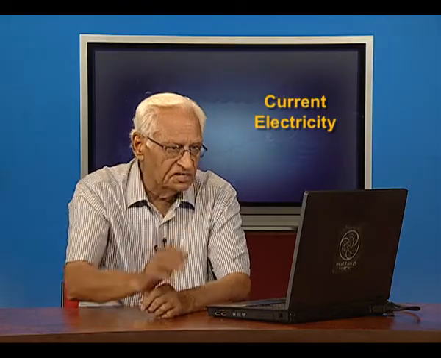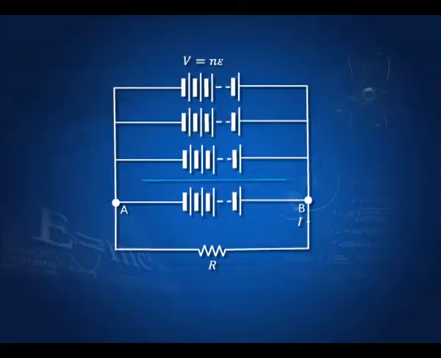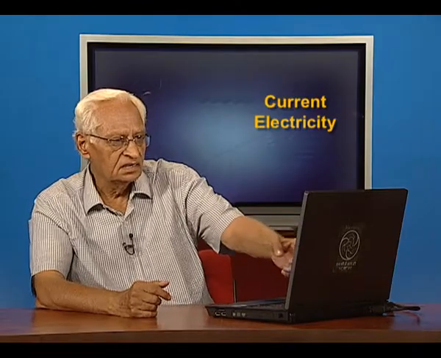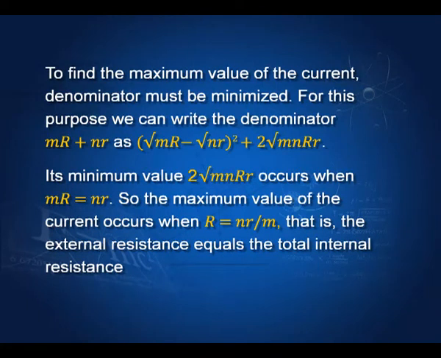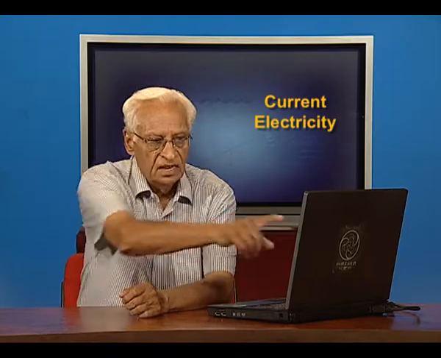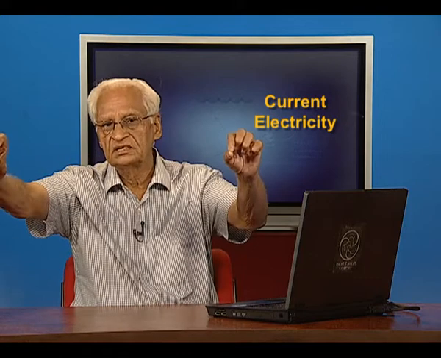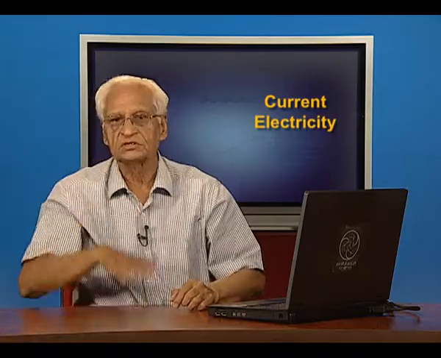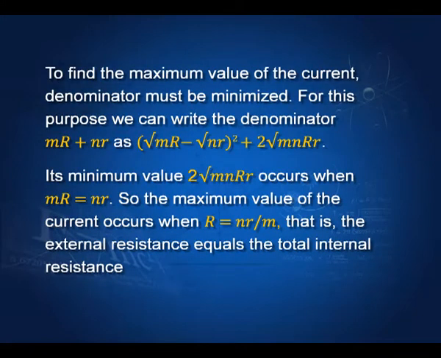Now, what is the advantage of these? First of all, of course, we can maximize the current if we minimize the denominator, and this can be done if we write the denominator as the square of this plus this. So, if I make this equal to 0, then the current is maximized, and that means m R must be equal to n r. Remember n is the number of cells in each row, they are in series, and there are m such rows. So, if R is equal to n r by m, then we get the maximum current.